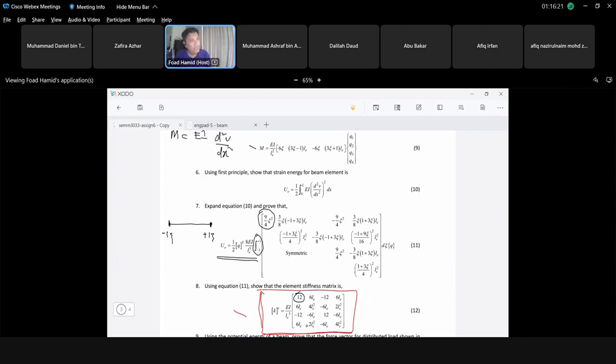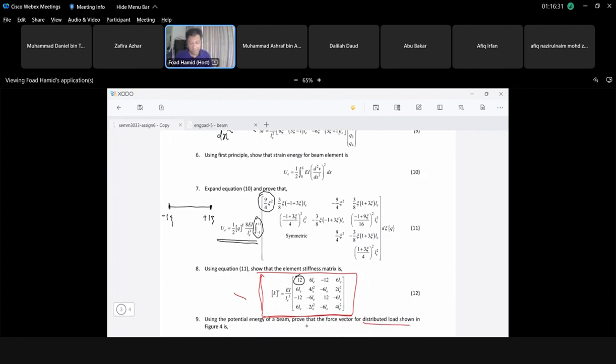But once you can do it, it means you understand all the steps. Okay, can you imagine? This is a 4 by 4, right? Which means we have our beam element. We have Q1, Q2, Q3, and Q4. Okay, so we have 4 degrees of freedom per element.